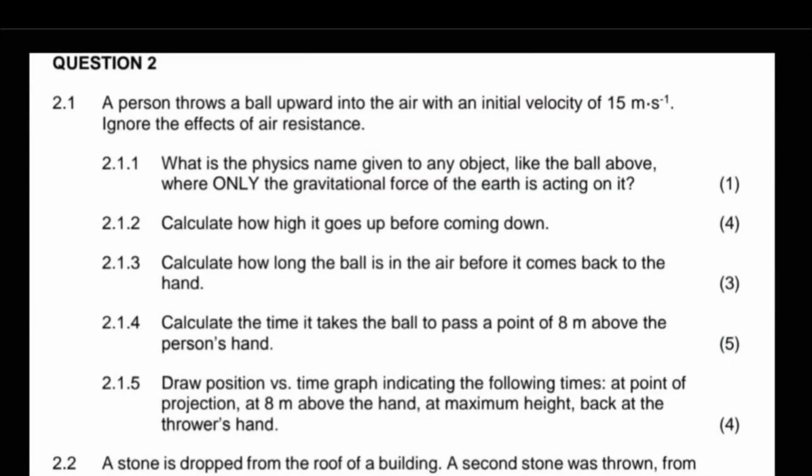In this video, I'll be working through a past paper question for grade 12 physical sciences on vertical projectile motion. So here we have question 2, and 2.1 says a person throws a ball upward into the air with an initial velocity of 15 meters per second. Ignore the effects of air resistance.